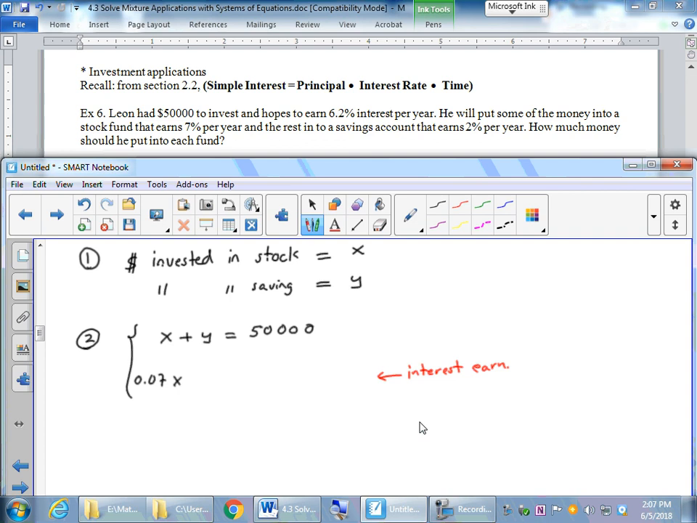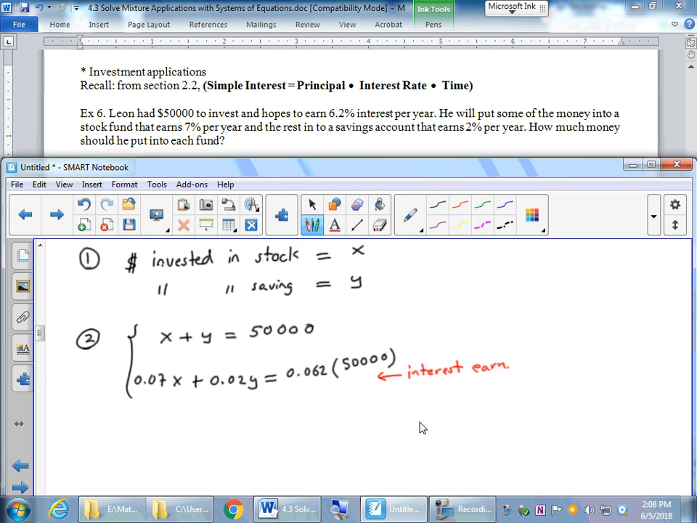And then the interest on the savings will be what? The interest rate is 0.02, which is 2%, times y, the principal. So these two interests added up should be equal to what he wants, which is 6.2% of the total investment, 50,000. So it will be 0.062 times 50,000. That will be the setup equation for the investment.